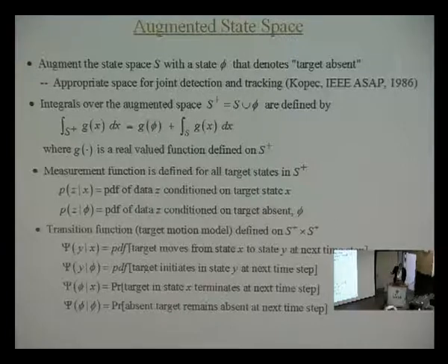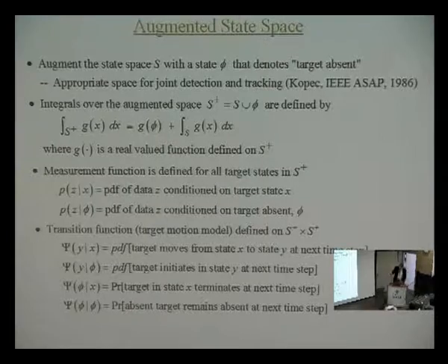So what does phi do for us? Well, let's talk about these measurement likelihood functions. We need P of z given any point in this augmented state space. So P of z given x is just the usual PDF of a data point conditioned on the target being at a particular point x. P of z given phi is the probability that z doesn't belong to any target. So that's natural. That's the probability that z is a clutter point, basically. That's the interpretation we place on it.